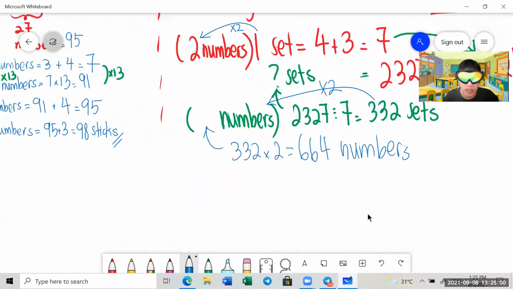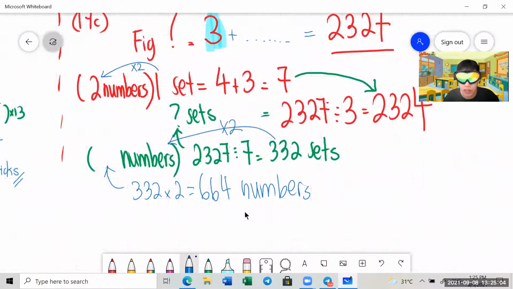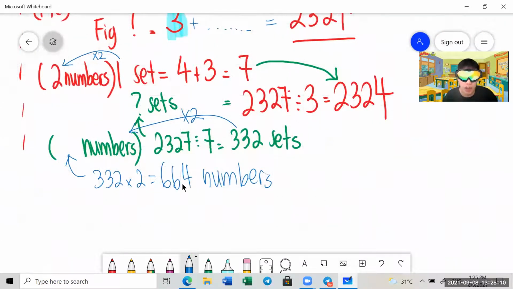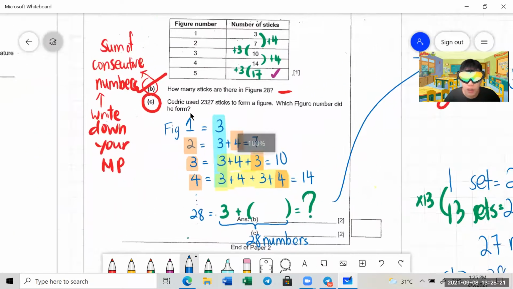All right, so let's take a look at this. I have discovered one thing, that the number of numbers is equal to the figure number. Or in fact, we call it the number of digits, 664 digits or 664 numbers. It's kind of the same. If I have figure number 1, I will have 1 digit. Figure number 2, I will have 2 digits. Figure number 3, I will have 3 digits.